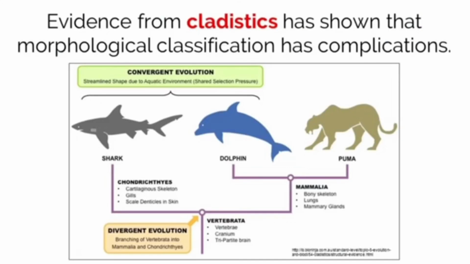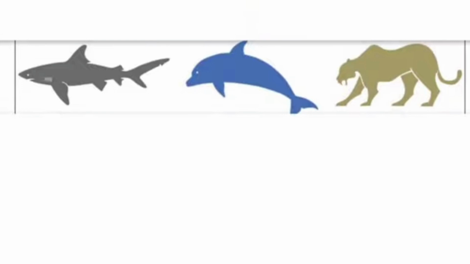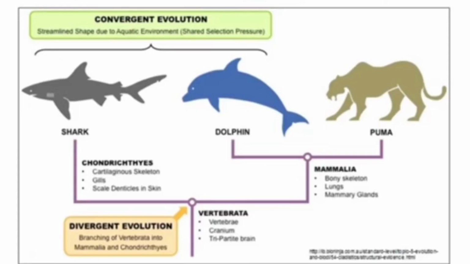Evidence from cladistics has shown that morphological classification has complications. Take a look at these organisms. If you remove the cladogram and look at the structural similarities of the organisms, you would assume that the shark and the dolphin are more closely related to each other than to the puma. But when you introduce a cladogram based on structural and sequence evidence, you will find that the dolphin and puma are more closely related to each other than to the shark.